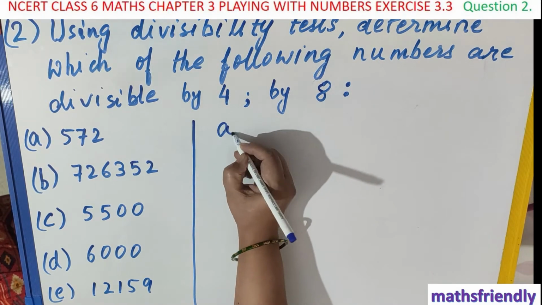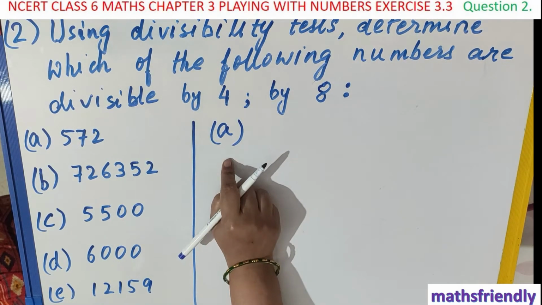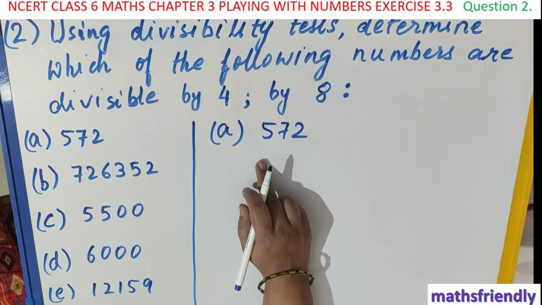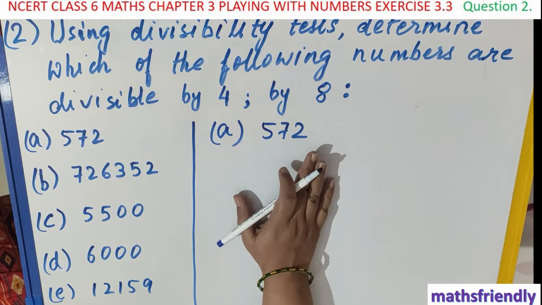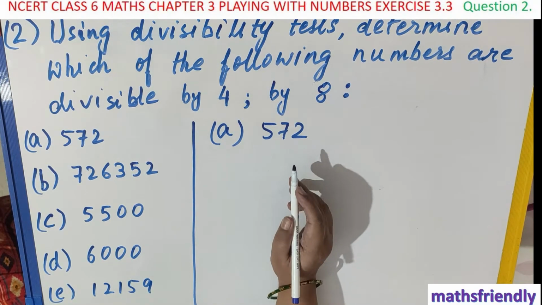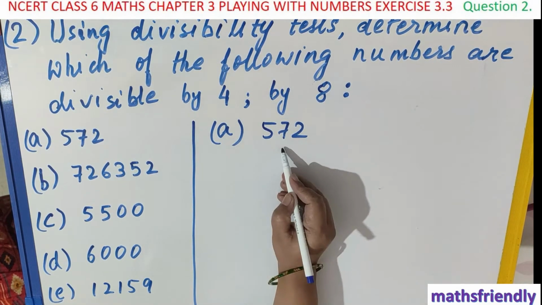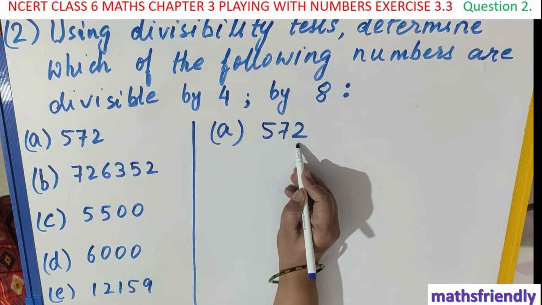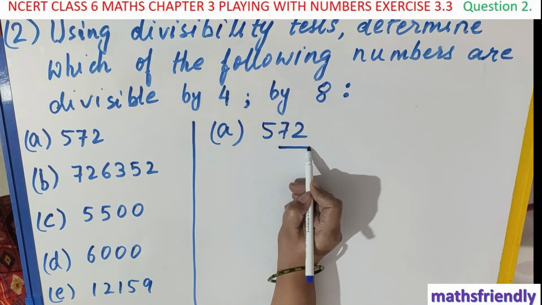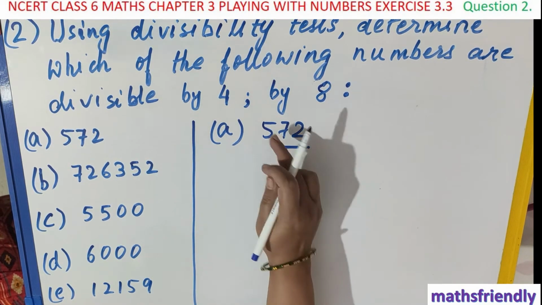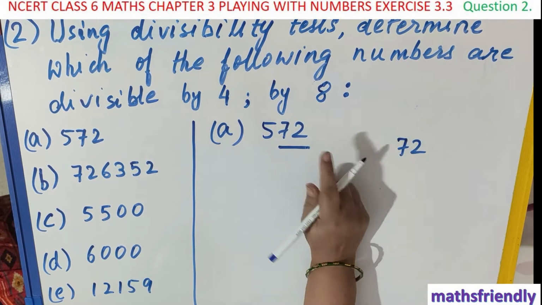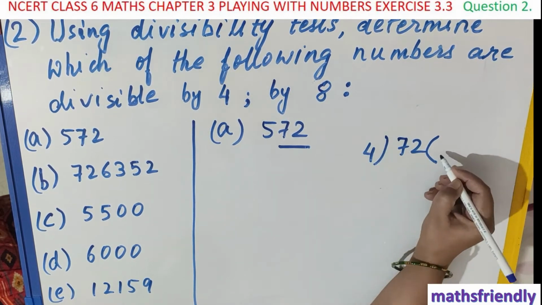Okay, so now let us do question number A. We have to check whether this number 572 is divisible by 4 and also by 8 or not. So what is the divisibility rule to check that? To check the divisibility of a number by 4, we have to see the last two digits, meaning the digit at ones place and the digit at tens place. If the number formed by these two digits is divisible by 4, then the whole number is divisible by 4. Okay, so we will check whether the last two digits, that is 72, is divisible by 4 or not.